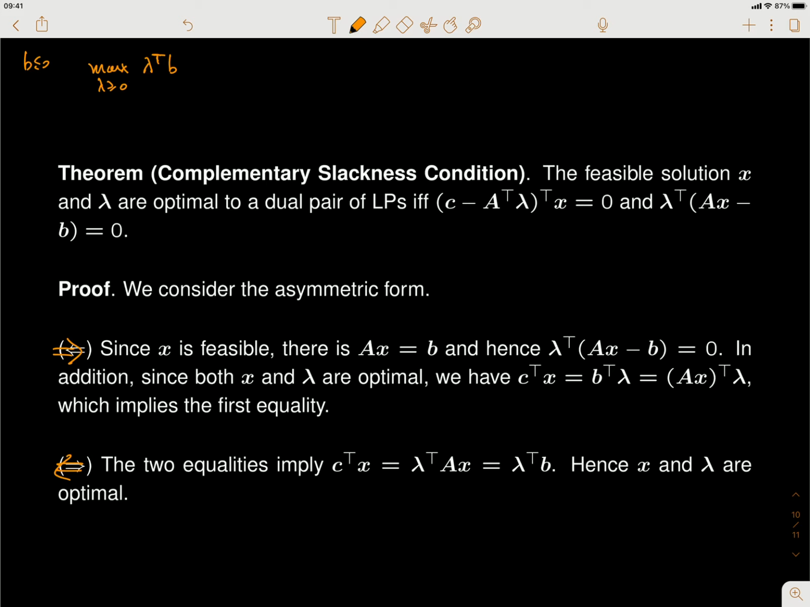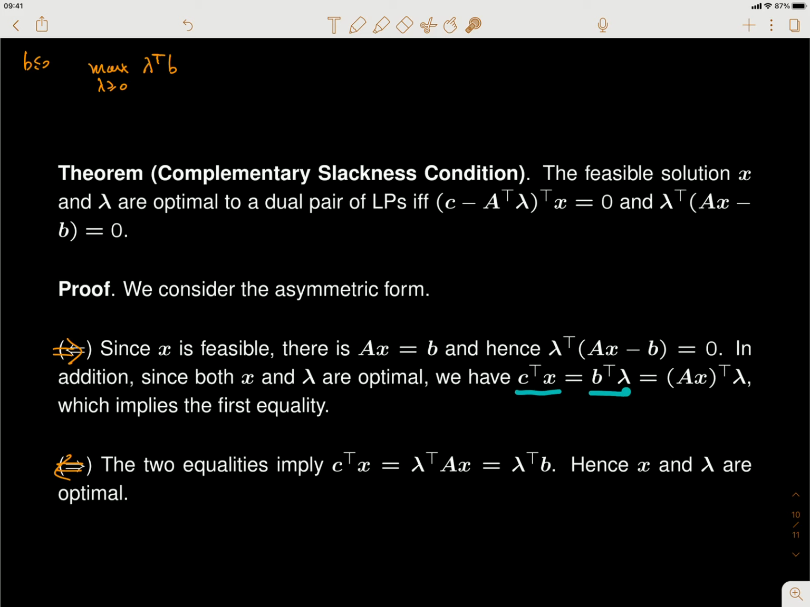Okay, we're assuming x and lambda are optimal. So Ax equals b, because it's optimal and it must be feasible. So that's why we have this. And because they are both optimal, when we plug in x and lambda, the objective functions become equal, right? They are equal when they're optimal. So c transpose x equals b transpose lambda.